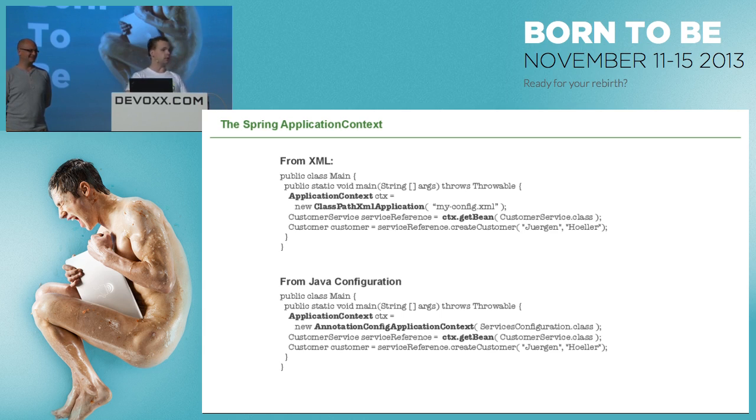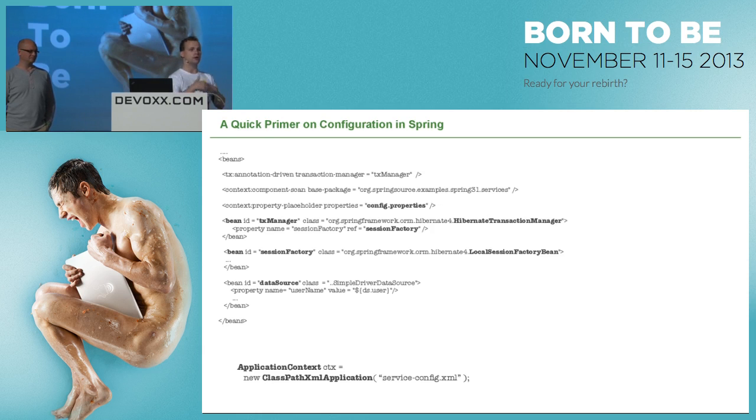So here, basically, they're both application contexts, right? Here I'm pointing to an XML file. I'm saying, give me a bean by type, and then I'm using the bean. The same thing is possible with the annotation config application context. Instead of taking an XML file as the descriptor, as the configuration for the whole application, I'm pointing to a Java configuration class. Okay, but everything else is the same.